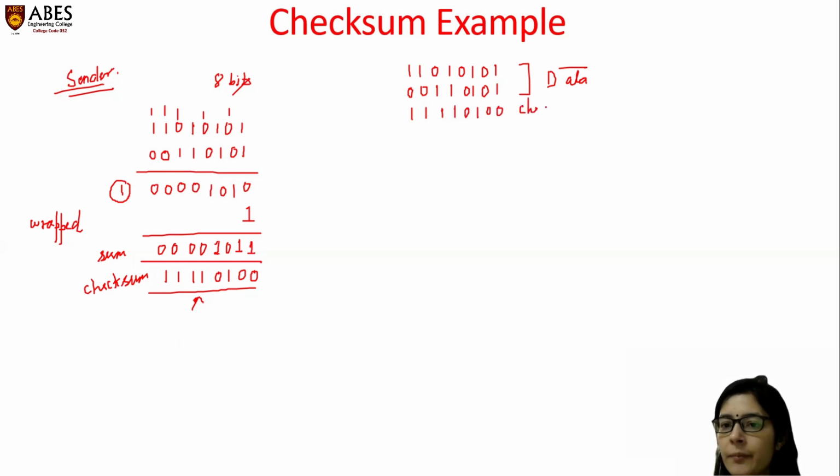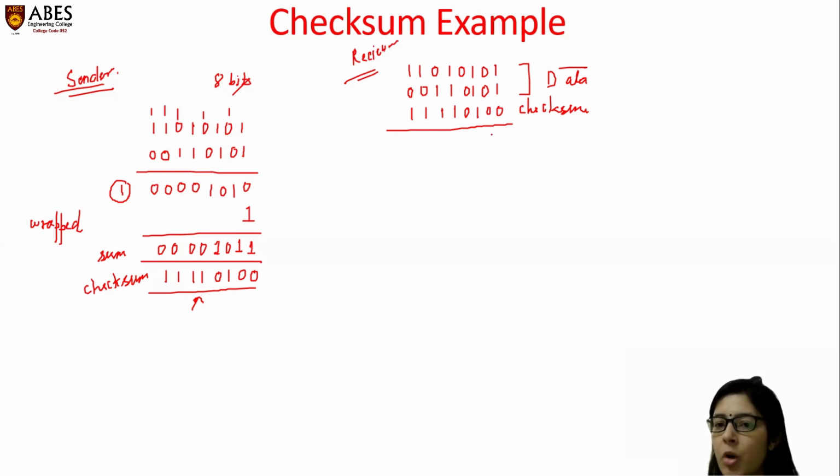This is our checksum that the sender will send us. Now let us assume that because the channel was idle, no error has occurred during the transmission. The receiver has received the original frame along with the checksum. So now how will the receiver detect whether it has received the original frame or the corrupted frame? Along with the data, the receiver will add the checksum part as well.